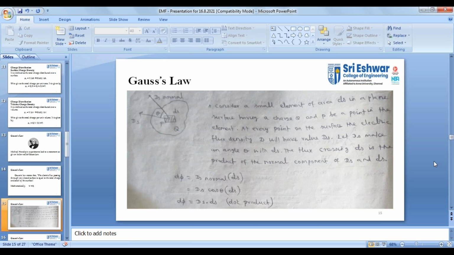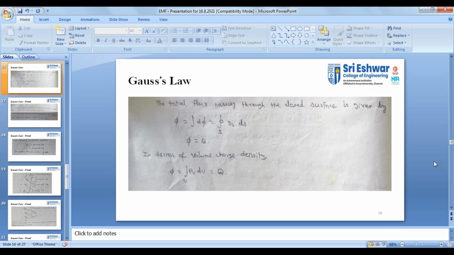Normal means obviously the angle is cos theta, because then only the adjacent side will come into the picture. So it becomes ds cos theta ds, small ds. If cos theta is there, obviously it becomes a dot product. So d phi is equal to capital ds dot small ds. Okay, dot product.